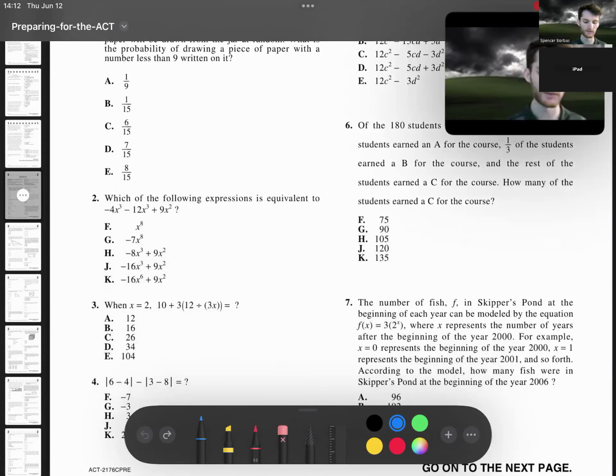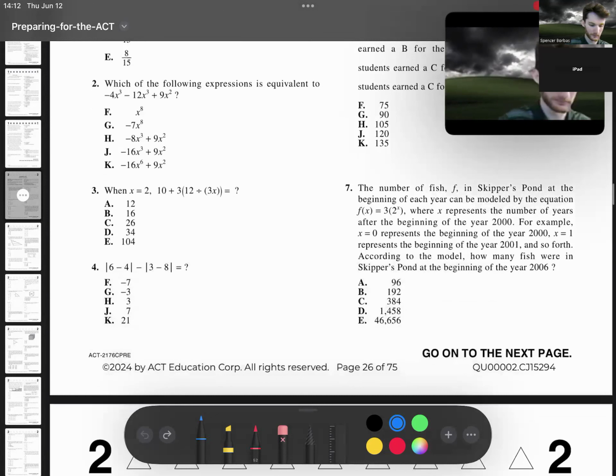Which of the following expressions is equivalent to this polynomial? I don't think any of them. I'll get back to that question. When x equals 2, what is this expression? All right. This is 6. Then this becomes 2. And then that becomes 6. And then so the answer is 16. 3 is B. 4. 2 minus, that's -5, becomes +5 because of the absolute value. So, G.